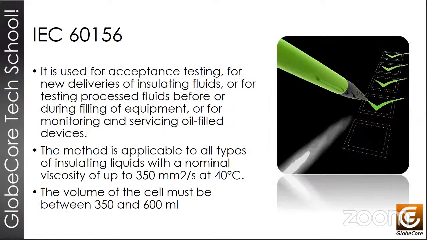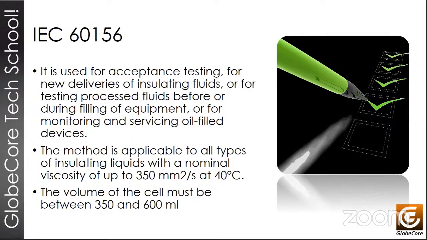So in this test, the volume of the cell must be between 350 and 600 milliliters. And the cell itself must be made of electrically insulating materials. And the materials must not be hygroscopic. So the cell should be transparent and chemically inert, resistant to the insulating oil itself and to any cleaning agents or detergents that can be used to wash it. Glass is actually the preferred option for that.